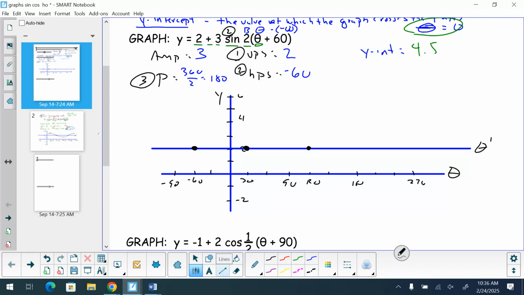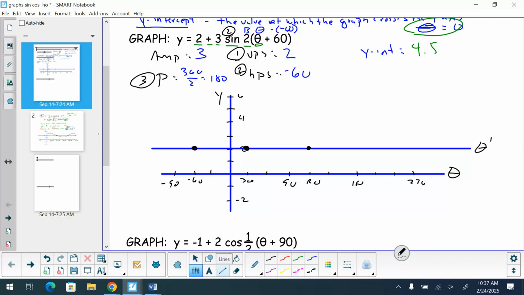Halfway between negative 60 and 30. Add them together. This is negative 30, divide by 2, negative 15. What's our y value going to be? Okay, we're at negative 15.